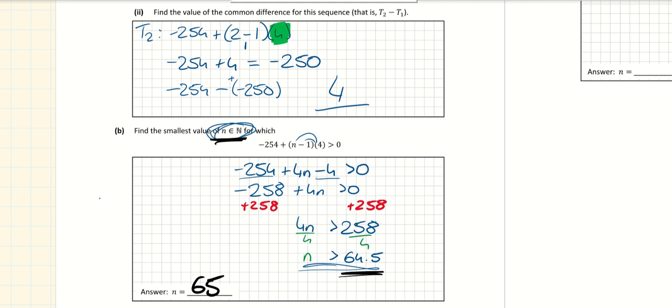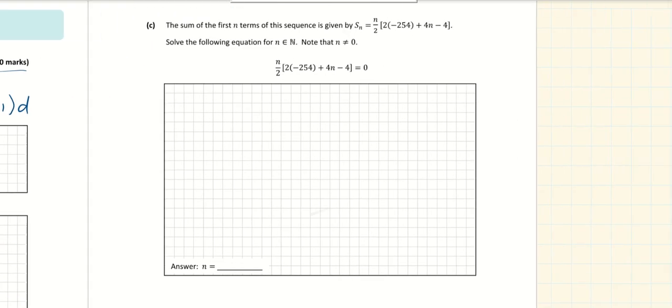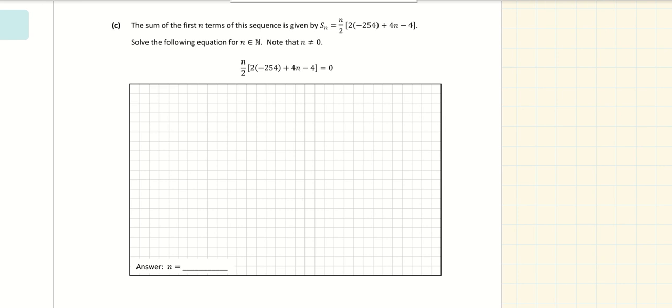Okay, going on up now to part C. So you're given the sum of the first n terms. It's given by this formula up here, and solve the following equation. Okay, so what you're going to need to do here is multiply this out. So keep your n over 2 as it is for now, and so it's going to be minus 508 when you multiply these two, plus 4n minus 4 equals 0.